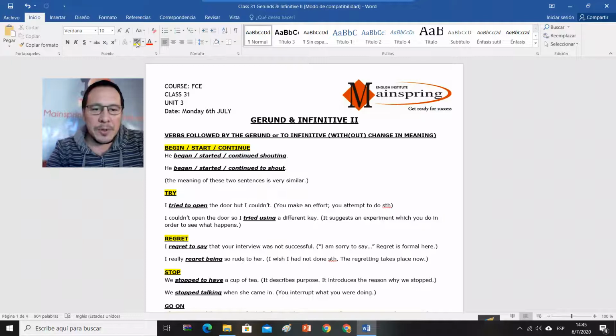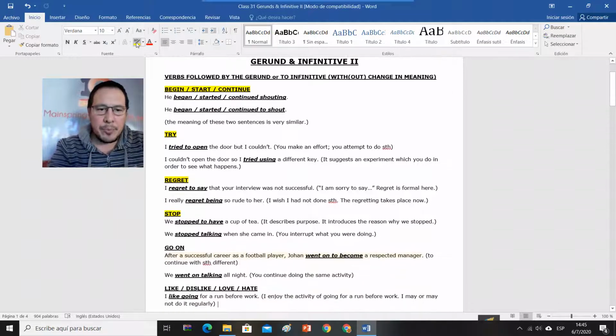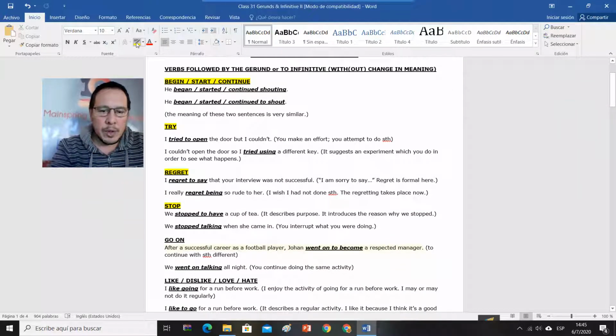Now, we stopped talking when she came in. That is, you interrupt what you were doing. That is very typical in a class. When students are talking, all of them in class, and the teacher says, please stop talking. Stop, interrupt what you are doing. It doesn't indicate purpose. It indicates that you, please, don't do what you are doing anymore. Then, go on. Go on, again, another verb which changes the meaning.